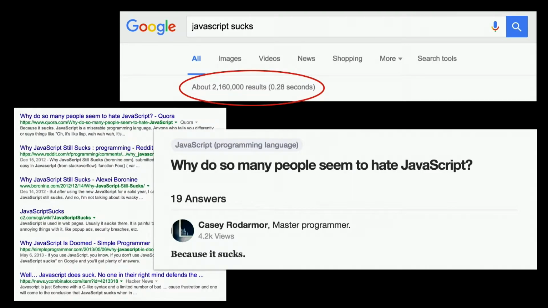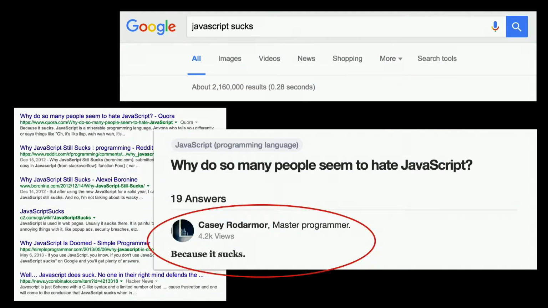Over 2 million results for JavaScript sucks. And look down here. Casey, what's his face there? He's a master programmer, it says. And he doesn't mince words. Why do people hate it? Because it sucks. Silly question, right? Sucks so much there are 2 million pages devoted to its suckitude. So why use it? Reason number 1.